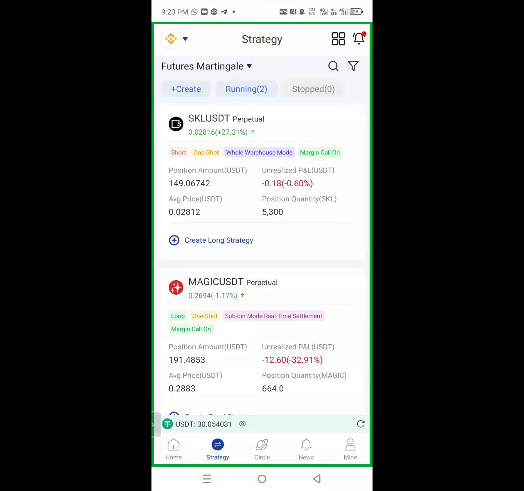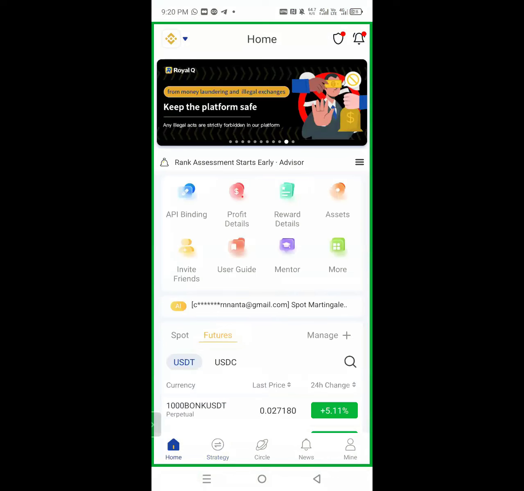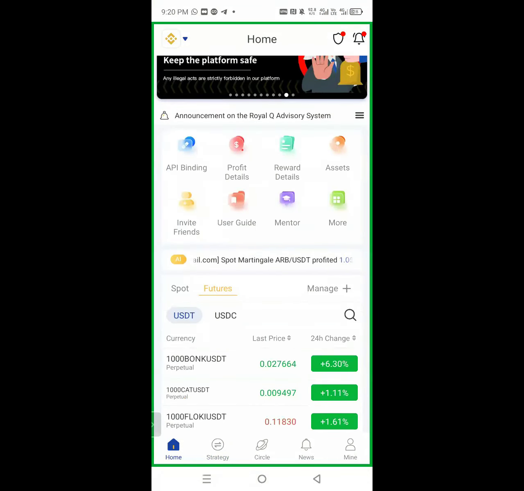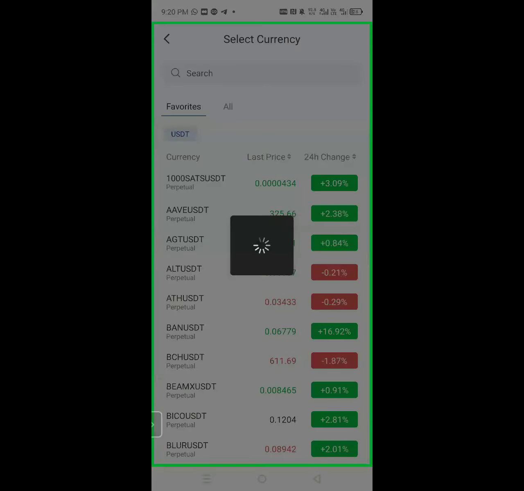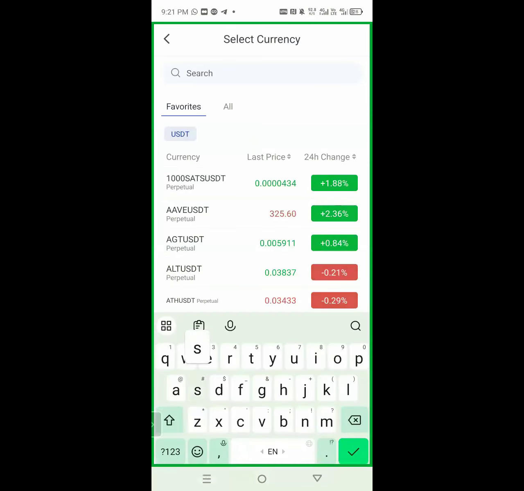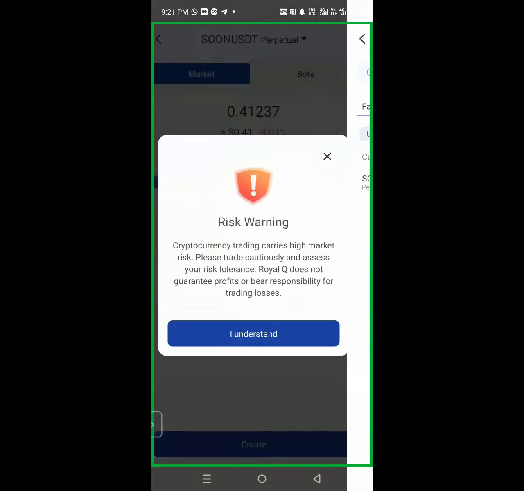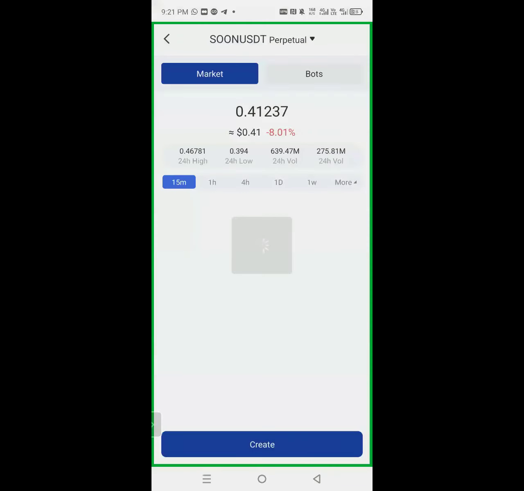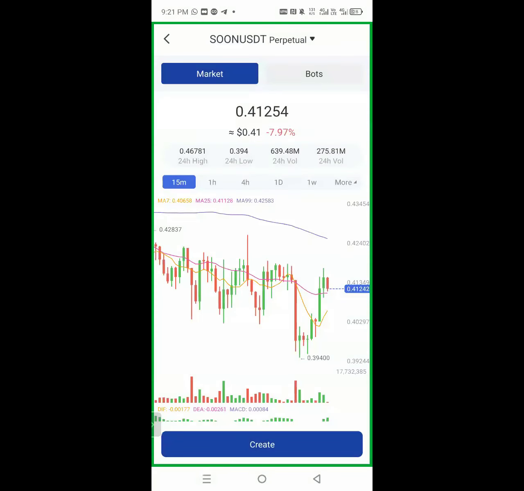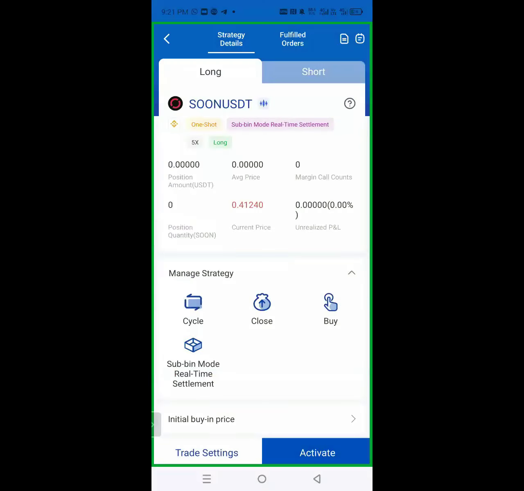Okay. So how to trade futures? I saw the signal. I came to my RoyalQ and searched for the name of the coin. For instance, Sun. We are going to talk about trade set indicators tomorrow. Please don't fail to attend. Tomorrow's class will be very, very interesting.